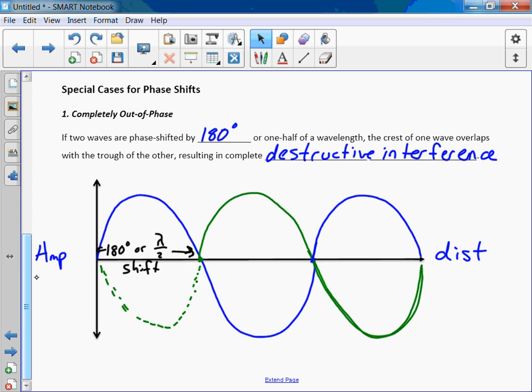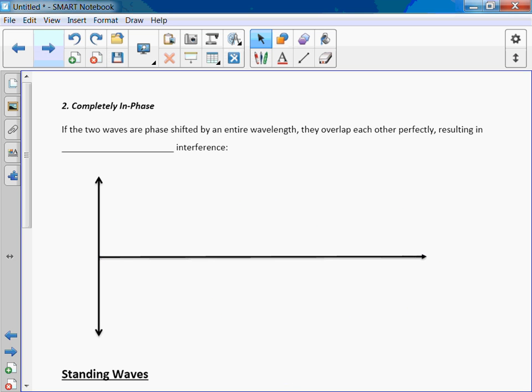Now we're going to talk about what happens when the second wave is completely in unison with the first wave. It's completely in phase, which results in constructive interference.